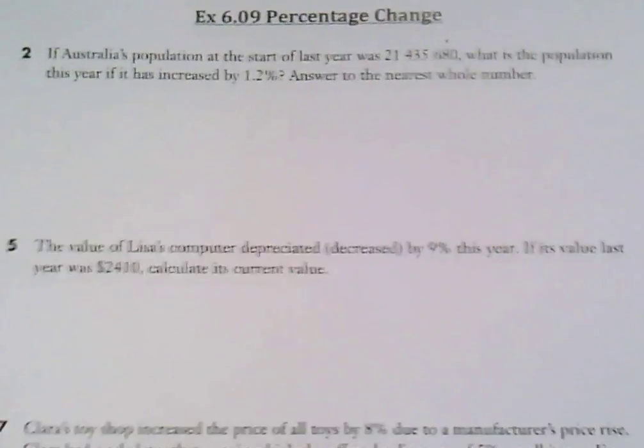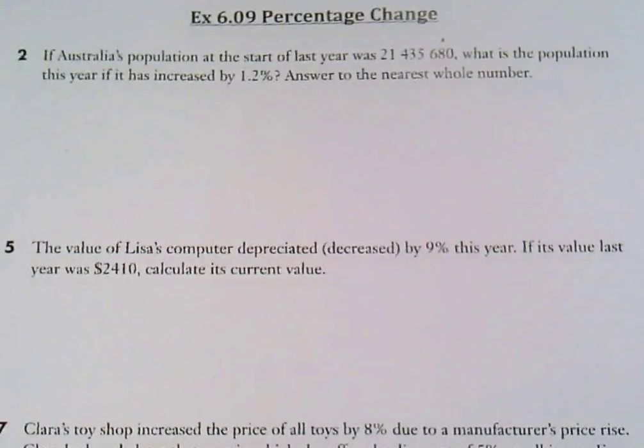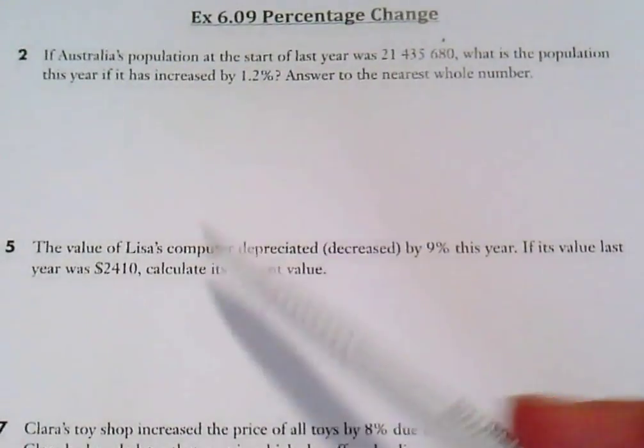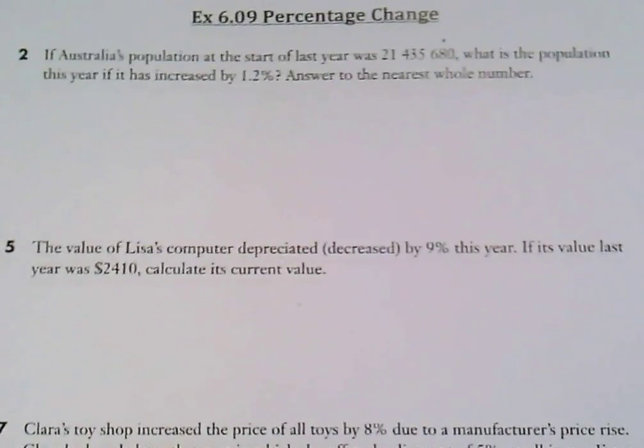This is exercise 609, percentage change. Now, there are two ways of doing this, and I'll demonstrate both methods, but then I want to stick with one method after that, which is the quick method.